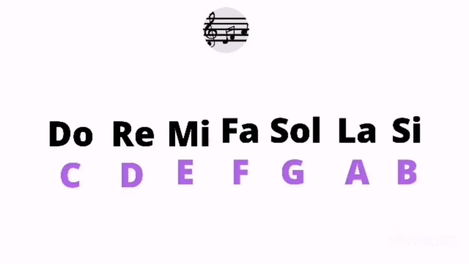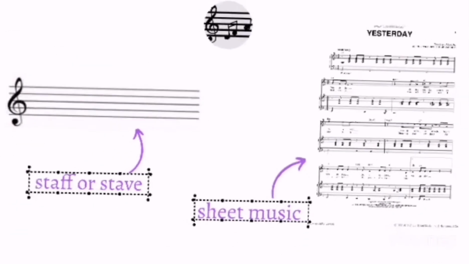There are many other ways to write and call these fundamental notes, but one of the most common is the musical cryptogram. In this way, they replace the music notes with letters. Do with a C, Re, D, Mi, E, Fa, F, Sol, G, La, A, and Si with a B.